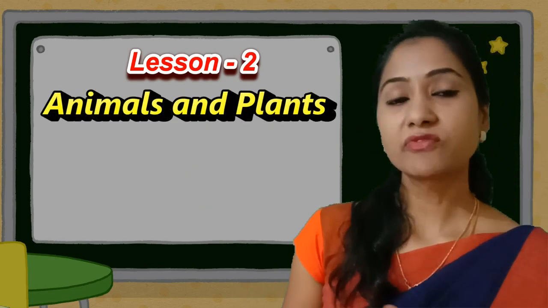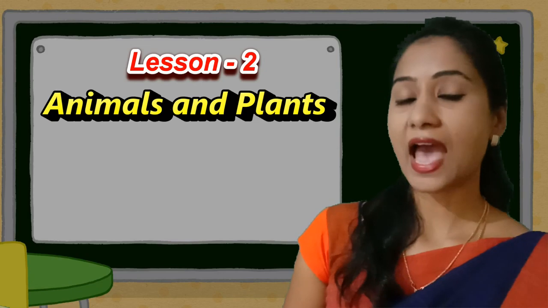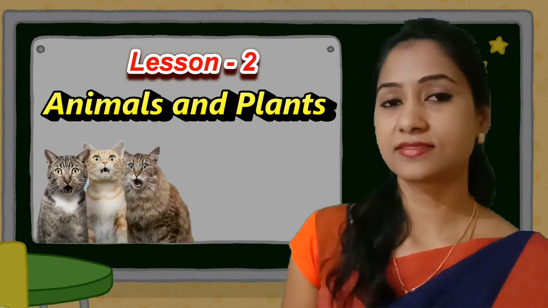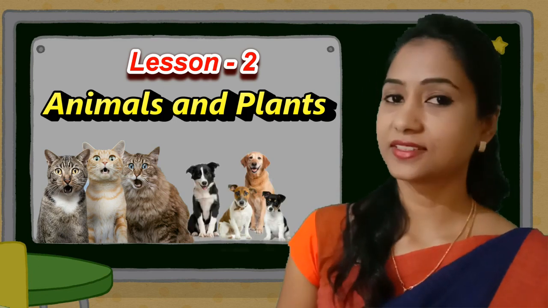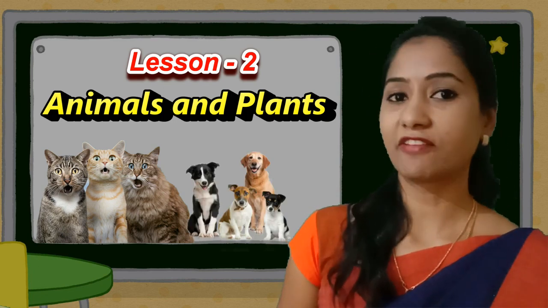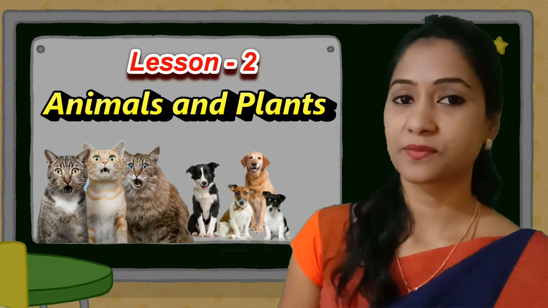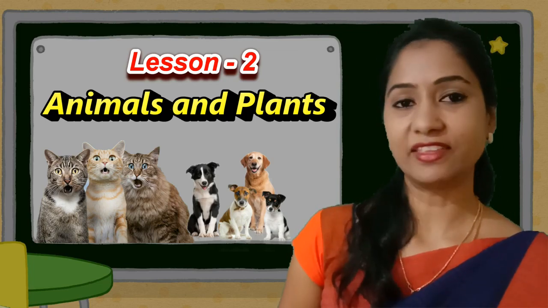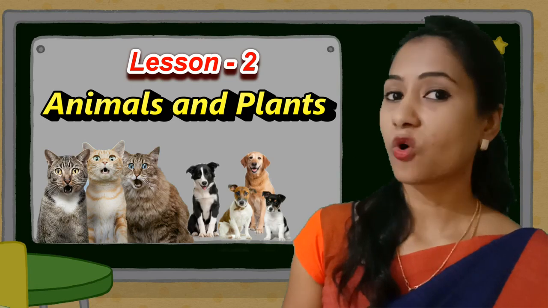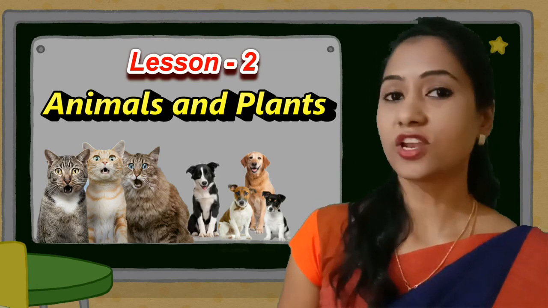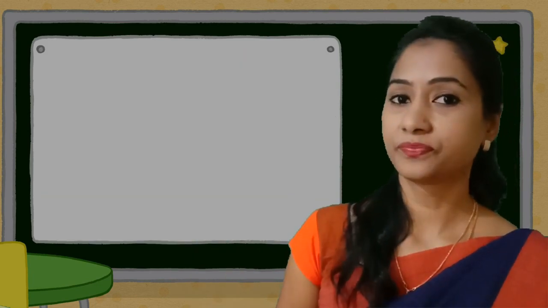Dear children, before going to the topic, let me ask you a question. Are animals like cats, dogs and tigers living things or non-living things? Yes, they are living things. Why they are living things? Because they have life. For example, when you call out a dog, it comes running to you, right?